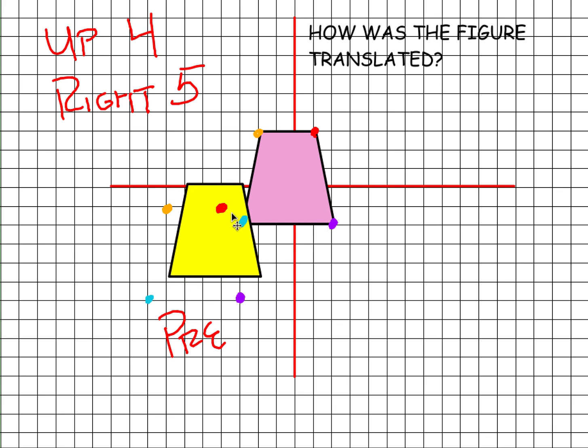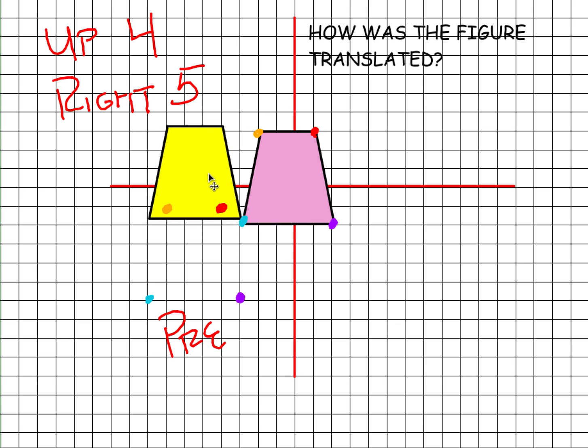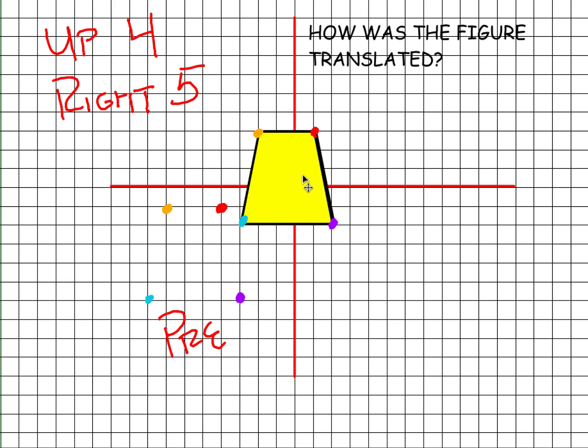So that means when we slide it, the figure itself does not change. It is the exact same. All I'm doing is taking my pre-image and moving it up and then to the right. So the figure stays the same size.